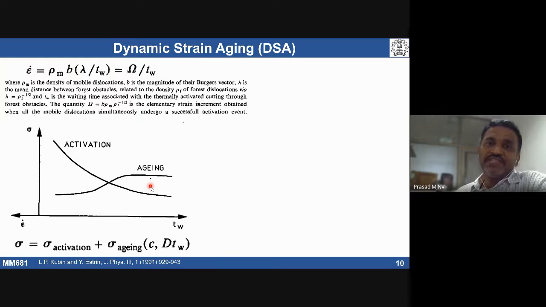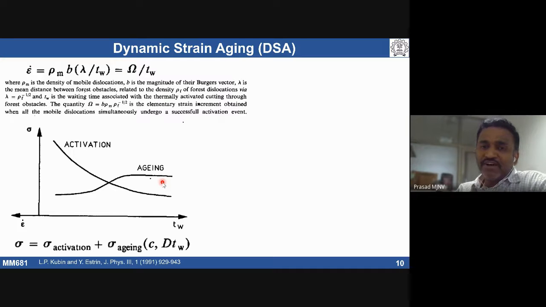So this is a kind of interesting observation people have made. It is something that happens dynamically. Some aging treatment taking place is nothing but interaction of the solutes with the dislocations. That strength can contribute to the overall stress of a material. So depending on the temperature and strain rate combination, the strength contribution from aging can be significant, and in that case we do see the stress can become a plateau or can also increase if the aging is dominating the stress.